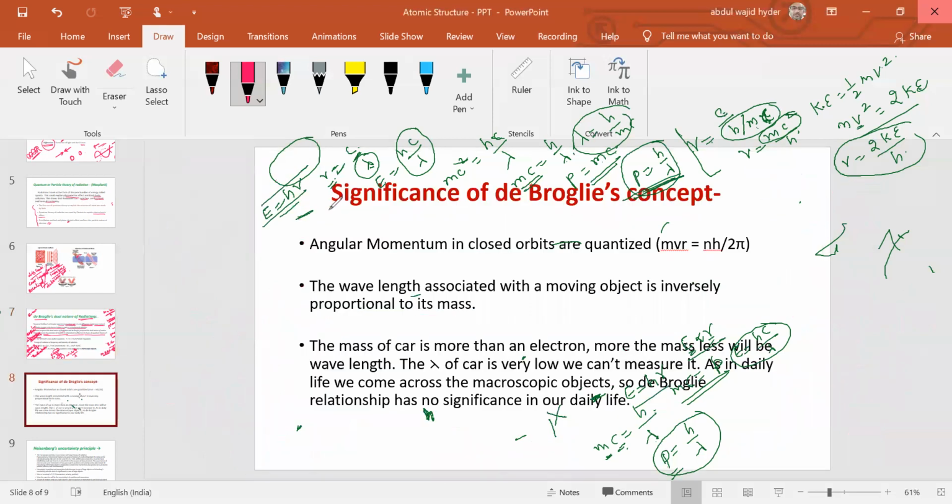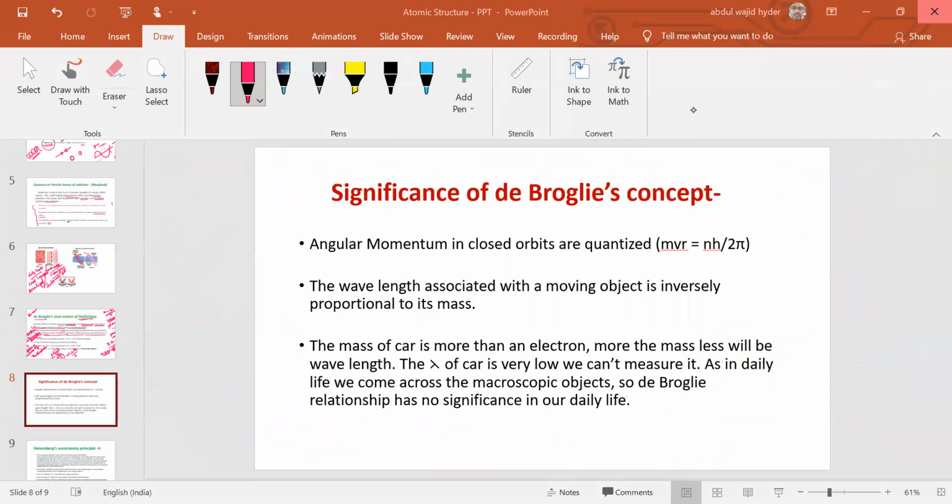Significance of de Broglie's concept. Now, what is the significance of de Broglie's concept? See, angular momentum in closed orbits is quantized. Angular momentum is mvr, that is mass into velocity into distance. The product of mass, velocity, and radius is called angular momentum.